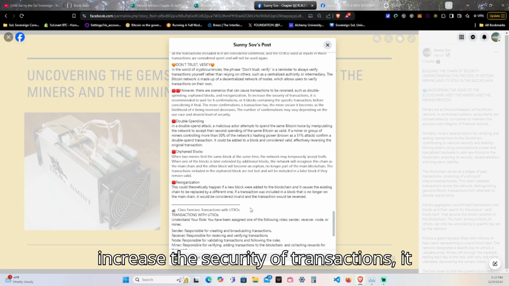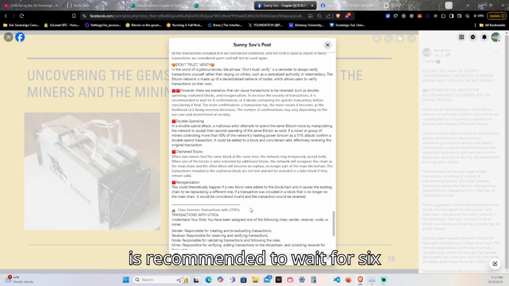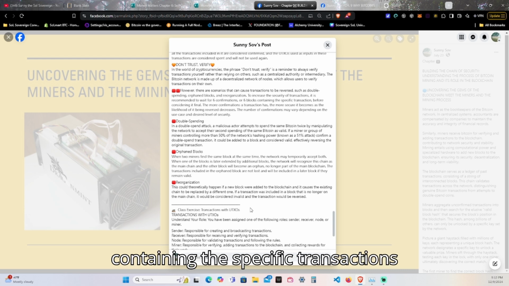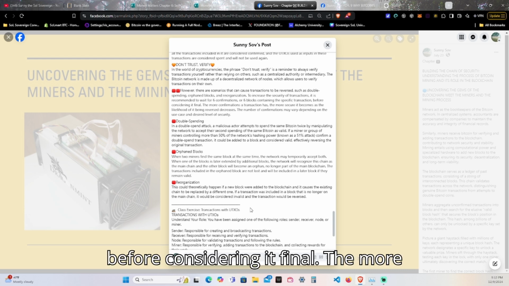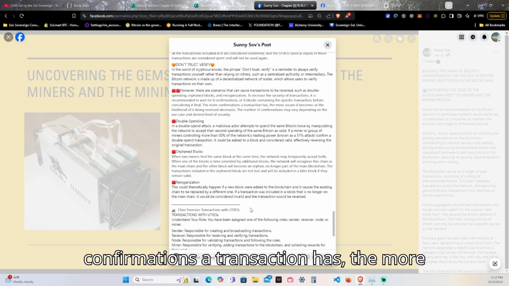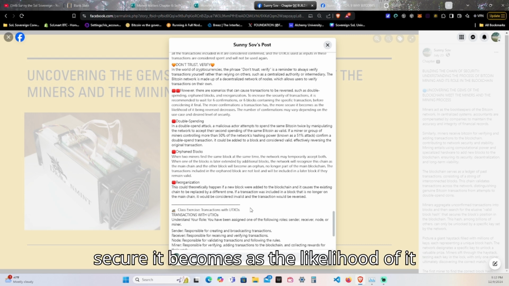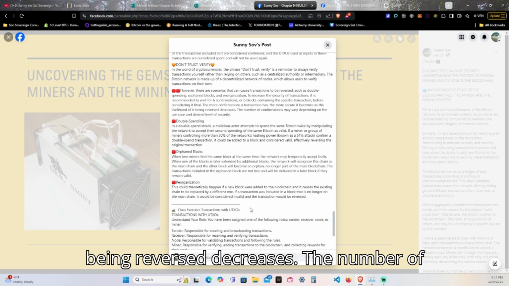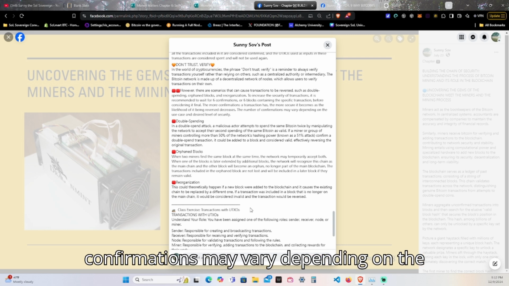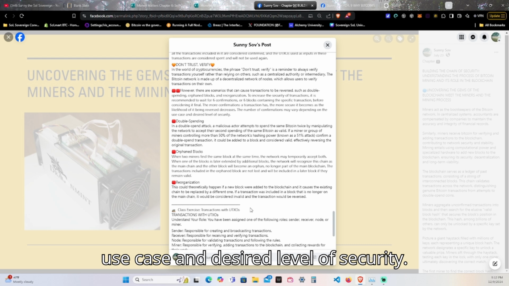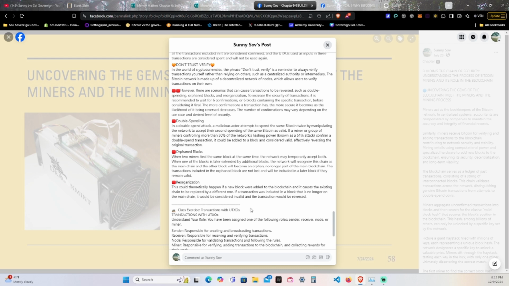To increase the security of transactions, it is recommended to wait for 6 confirmations, or 6 blocks containing the specific transaction, before considering it final. The more confirmations a transaction has, the more secure it becomes, as the likelihood of it being reversed decreases. The number of confirmations may vary depending on the use case and desired level of security.